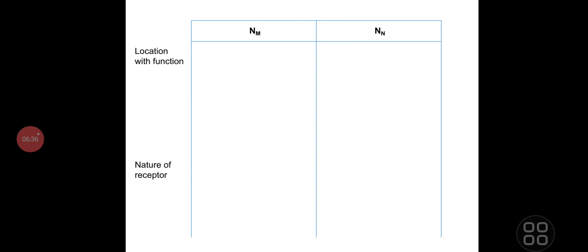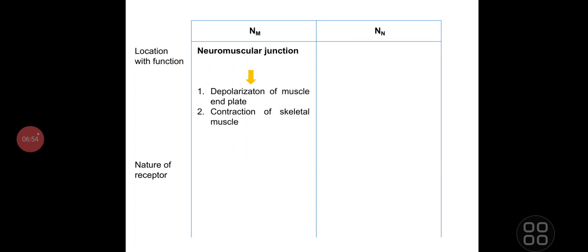Now we are talking about nicotinic receptors. First I am talking about their location and function. NM, as the name indicates, M means muscular junction. So the NM receptor is mainly present in the neuromuscular junction, and its stimulation is responsible for depolarization of the muscle end plate and contraction of skeletal muscles.